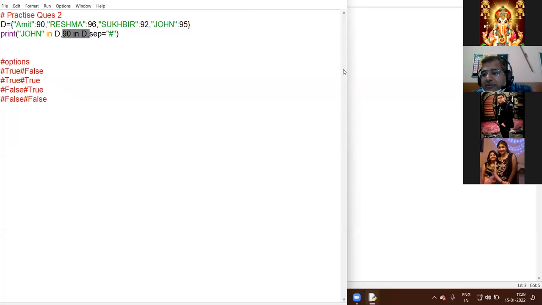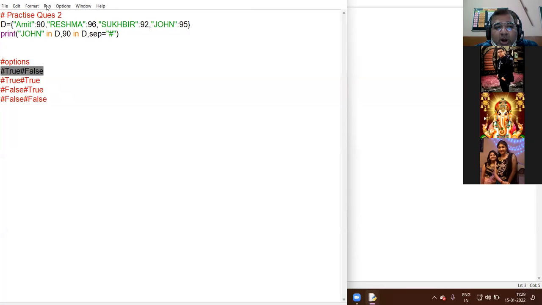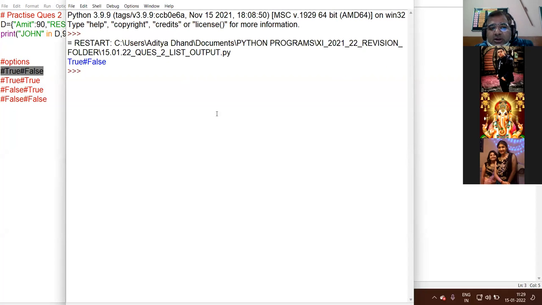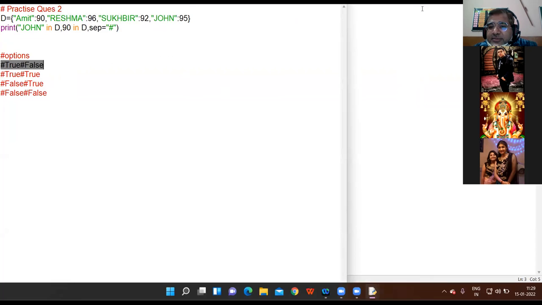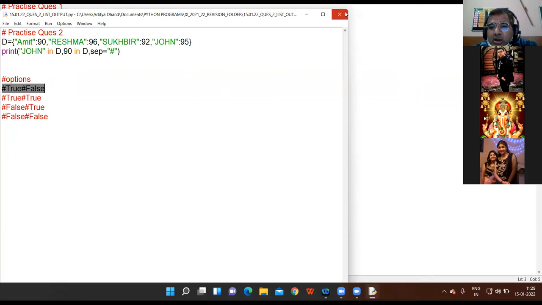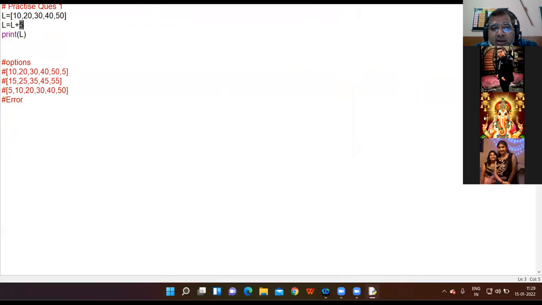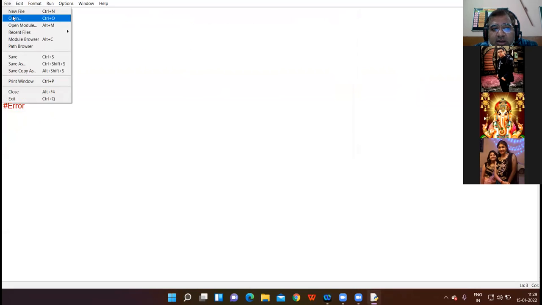Yes, Samriddhi. False. We cannot access the values like this. So it is false. So our first, A option, is the most suitable one: True, hash, False. Clear? Am I clear to all? All right.